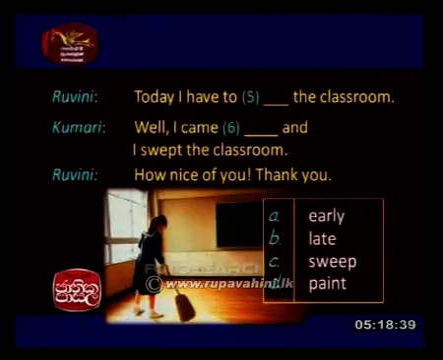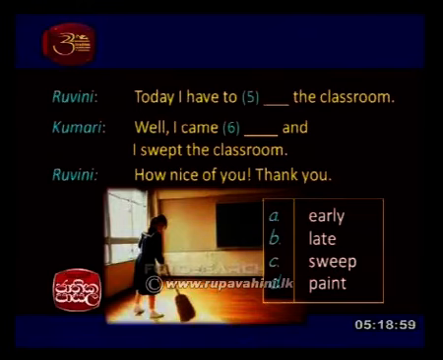Today I have to blank the classroom. Kumari: Well, I came blank and I swept the classroom. How nice of you. Thank you. What are the words, children? Early, late, sweep, paint.